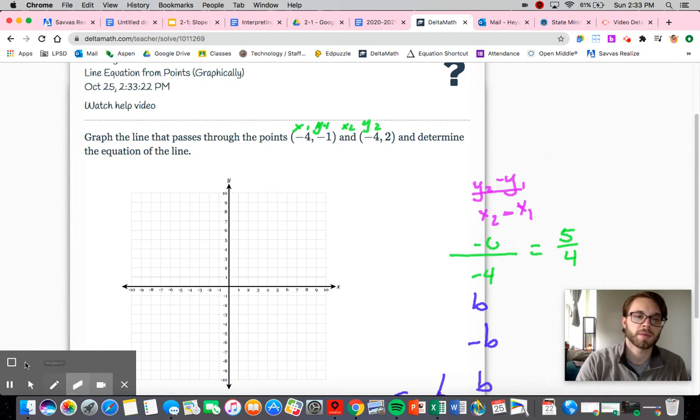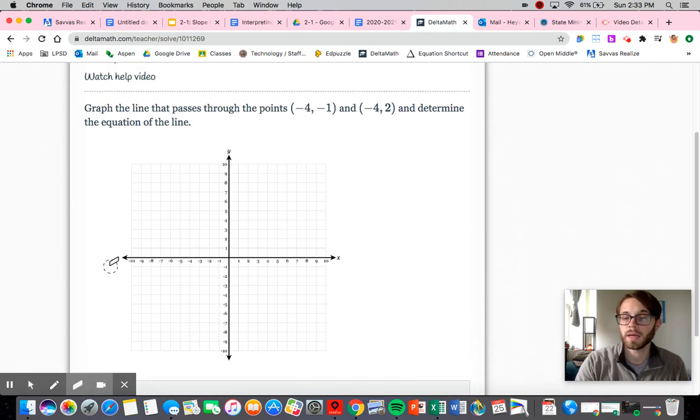All right, let's look at this one. So we are not given any intercepts. But you're going to see something right away when I graph it. So we go to -4, -1. Okay, -4, 2. All right, the line I just showed right there, it's vertical. And if you recall, vertical lines have a slope that is undefined. So really all I need to do here is just write my x equals my x value.